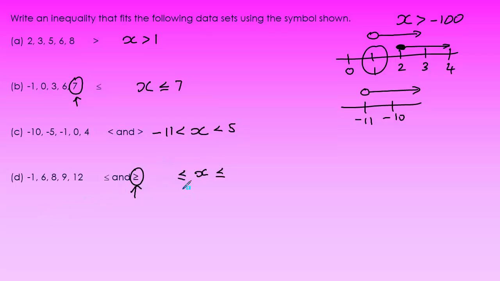So, we want the smallest number at this end, so that's negative 1, and we want the largest at this end, so that's a 12.